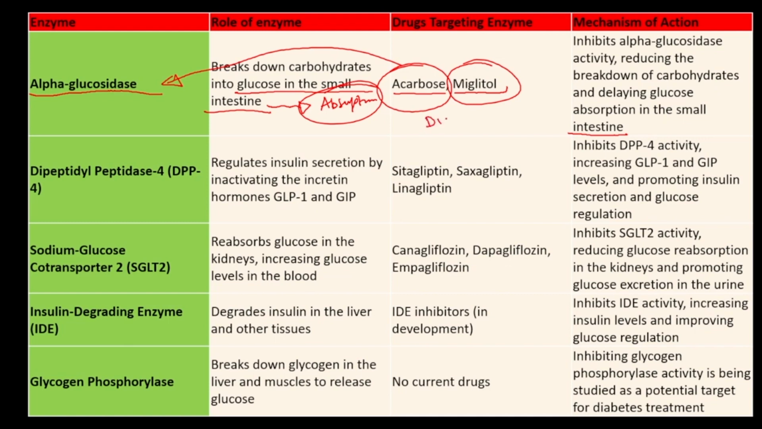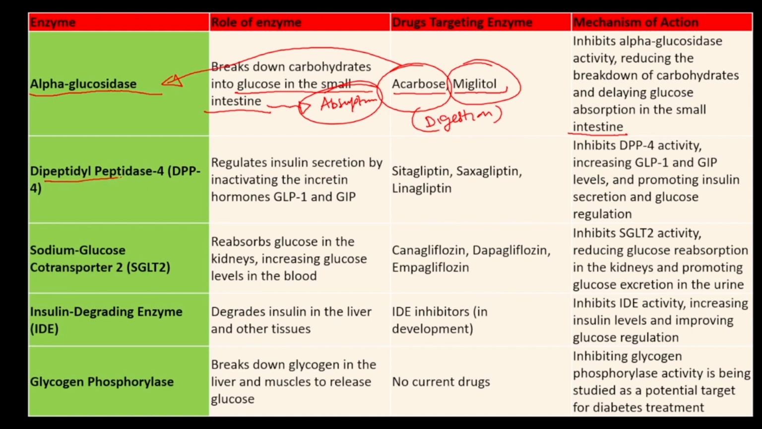Okay, so you are targeting the digestion, and as a result there will be no digestion of the carbohydrate into glucose monomers. And once the carbohydrate is not degraded into glucose monomers, it will not be absorbed into the small intestine.